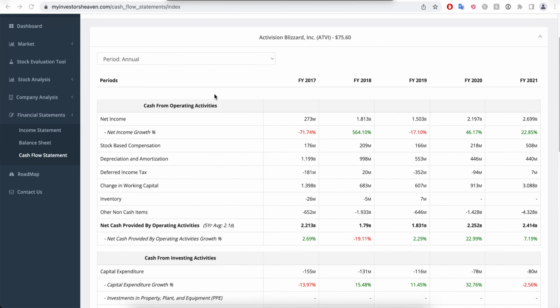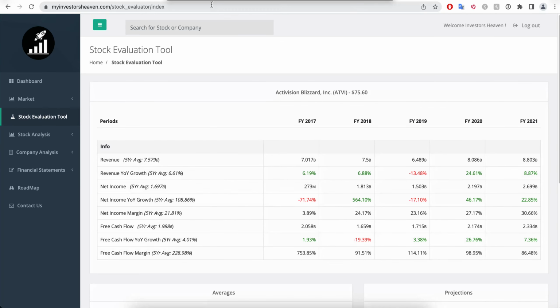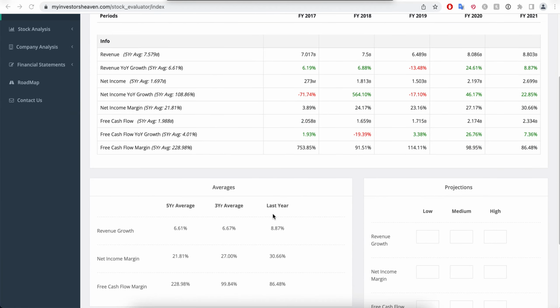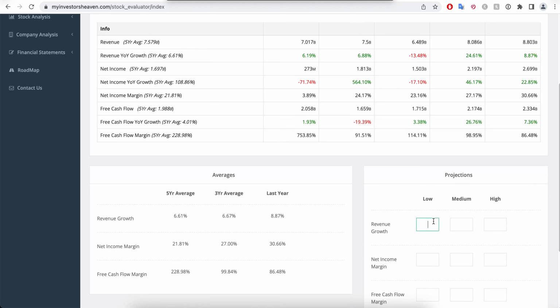All right, so let's take a look at our stock evaluation tool now and deduce what kind of money we should be paying for the company. So we're seeing here that the revenue has been increasing at a steady rate, excluding this year, of course. So 6.6 and 8.87. We can go somewhere in between. Let's just say 6, 7, and 8 would probably make a lot of sense here.